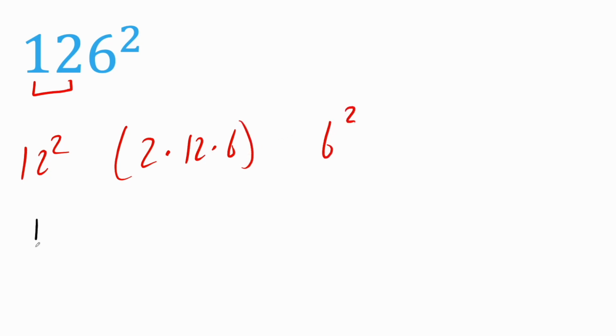So again, this time I'm going to make these 2 pieces as 12. So I have 12 squared, parentheses, 2 times 12 times 6, close parentheses, and then 6 squared. So 12 squared, we get 144. 2 times 6 is 12. 12 times 12 is 144. And then 6 squared is 36.